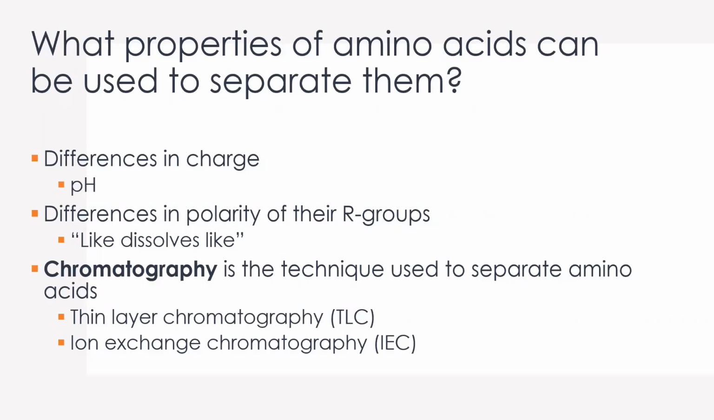Polarity of the R group influences solubility in a given solvent. Polar amino acids dissolve in polar solvents, while nonpolar amino acids dissolve in nonpolar solvents. Chromatography refers to a set of methods and techniques that can be used to separate mixtures into their component parts. In the laboratory, we're going to be focusing on separating mixtures of amino acids. We'll be using two chromatography methods: ion exchange chromatography and thin layer chromatography.